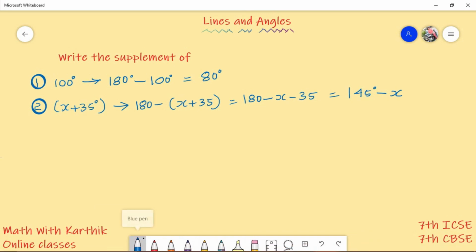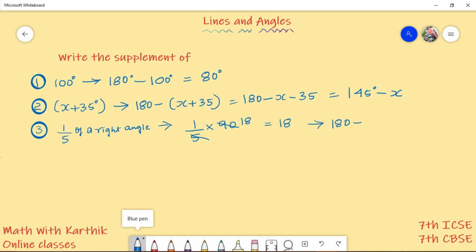Let me take one more example. What is the supplement of 1 by 5 of a right angle? So first you find the angle, that is 1 by 5 into right angle, which is 90 degree. So 5 ones are 5, 18 times. So the angle is 18. Now what is the supplement of 18? That is nothing but 180 minus 18, that is 162.